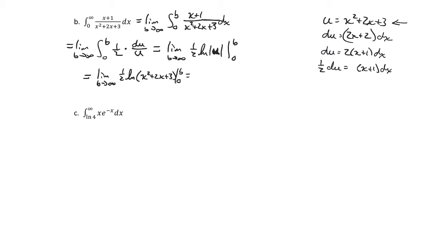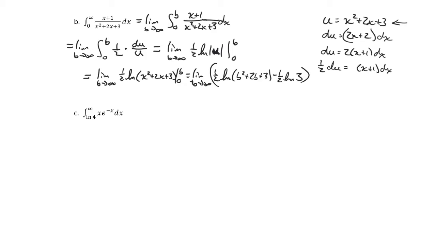When x is equal to b, we're going to get the limit as b goes to infinity of 1/2 the natural log of b squared plus 2b plus 3, minus 1/2 the natural log, and I'm going to go ahead and shortcut this. When x is equal to 0, we'll have 0 squared plus 2 times 0 plus 3, which is just 3.